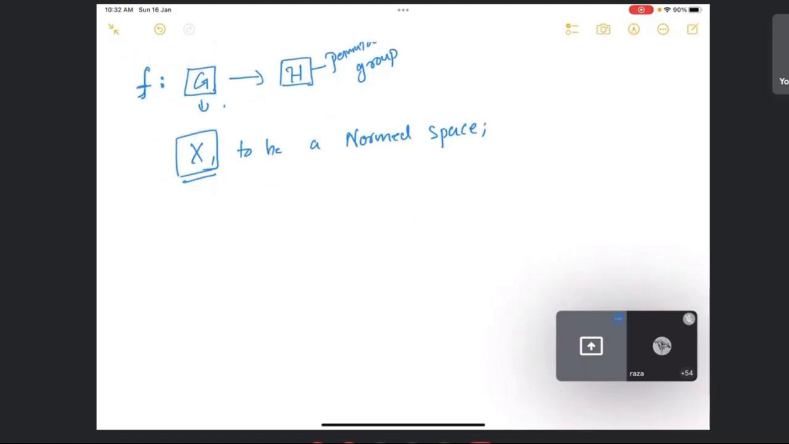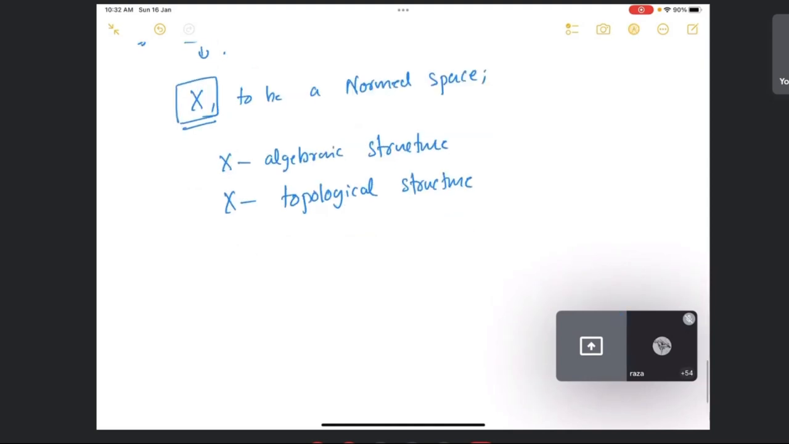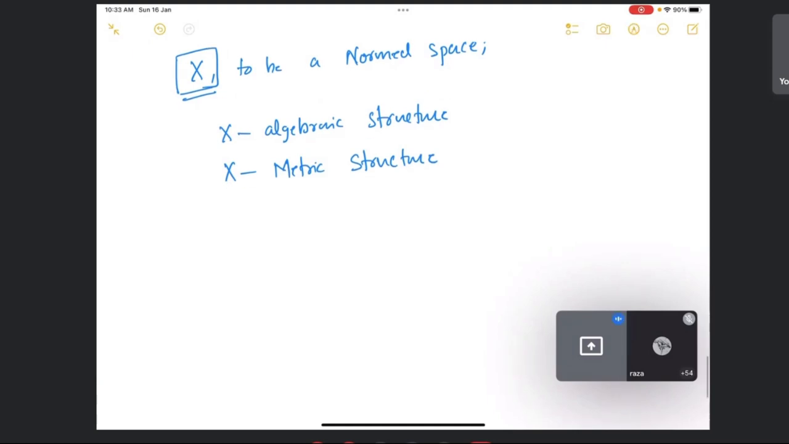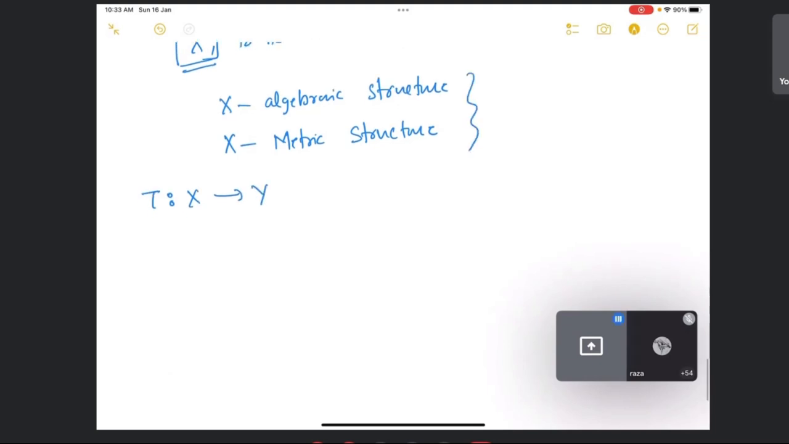We want to study this norm space by mapping X to other known spaces. So what kind of map should we be looking at? That is the question. X has algebraic structure, and X has topological structure. When I say topological structure, I mean the topology induced from the norm, or I'll simply say X has metric structure. So when we look at maps, to study X by embedding X into other known spaces, we will mainly be looking at those maps T from X to Y which preserve these two structures of the space X.